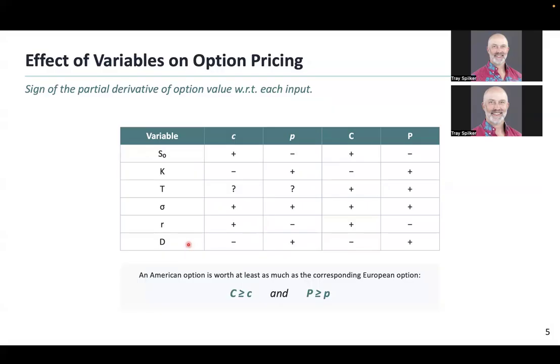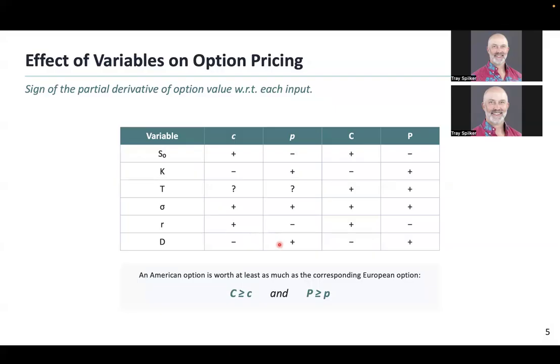Dividends do the opposite of what the share price does, right? So as there's an increase in dividend payments, that theoretically lowers the stock price, so it negatively impacts calls and conversely positively impacts the put prices.